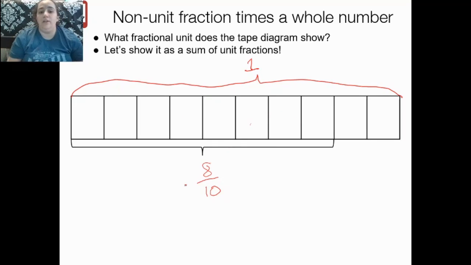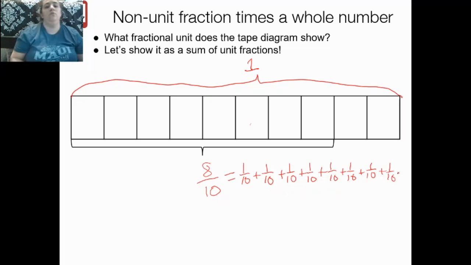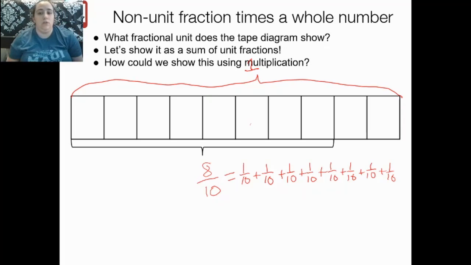Alright? Now let's show that as a sum of unit fractions. So 8/10 is going to be 1/10 plus 1/10 plus 1/10 plus 1/10 plus 1/10 plus 1/10 plus 1/10 plus 1/10. That should be 8, since 1, 2, 3, 4. Yep, okay. So that's showing it as a sum of unit fractions. Now, how can we show this using multiplication? So let's rewrite this as a multiplication equation. So we have 8/10, and that's equal to 1/10 times how many? Well, we know it's going to be 8 because we had 1, 2, 3, 4, 5, 6, 7, 8. So 8 times 1/10 is equal to 8/10. That's about it. That's pretty much the lesson, and it's super easy.